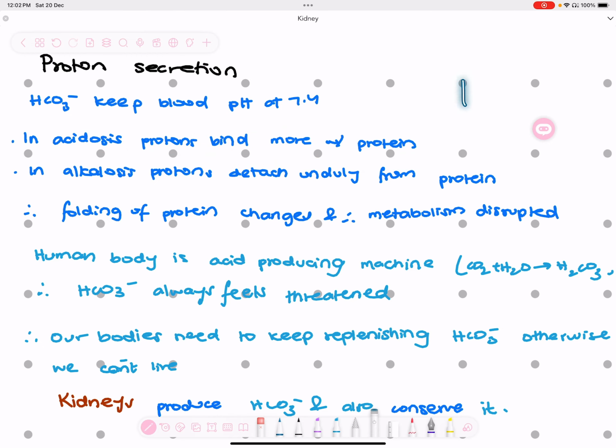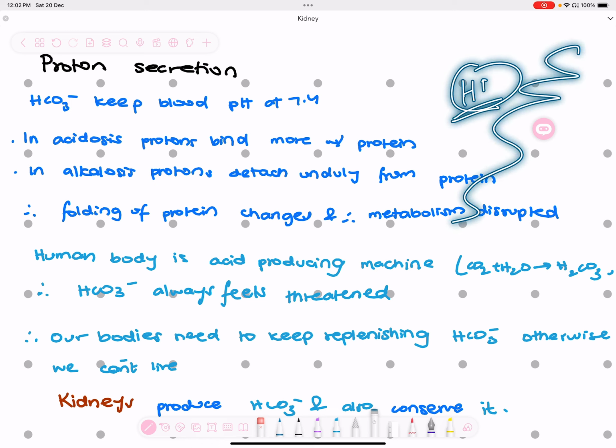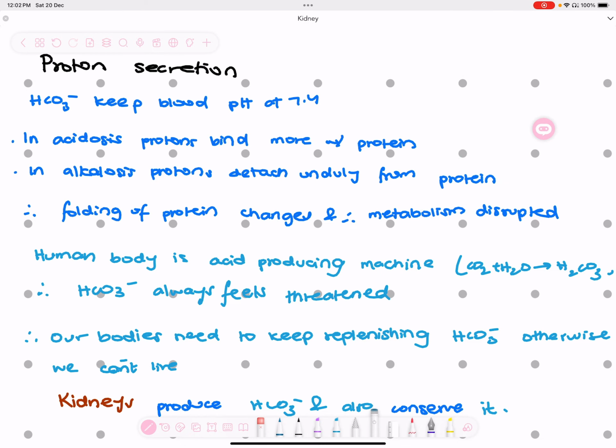obviously in acidosis you have a lot of acid, right? So the acid doesn't know what it has to do. So it's like, you know what, let's just go and combine with the proteins. So it starts binding with proteins. In alkalosis there's a deficiency of protons, so they start detaching. In this attachment and detachment, the folding of the protein gets changed and the metabolism is disrupted. So that's the reason why it is very important to maintain the pH at 7.4.